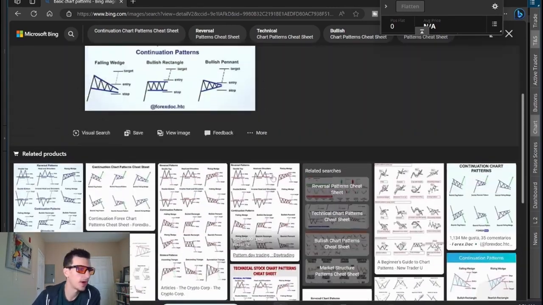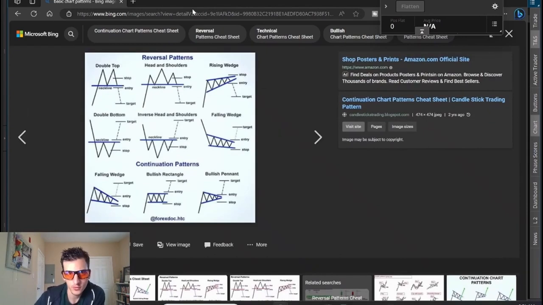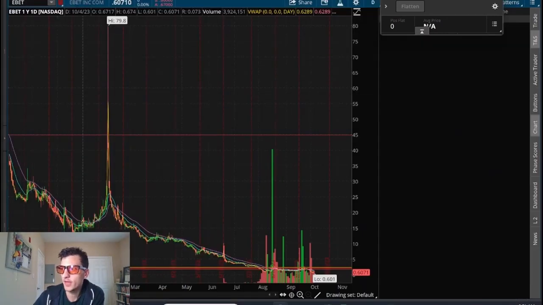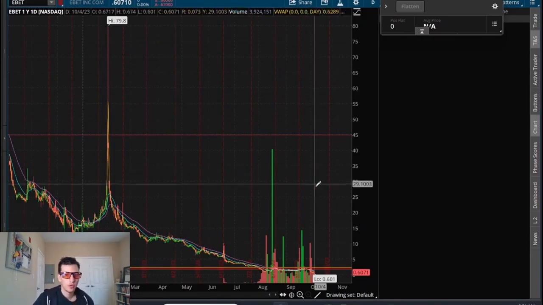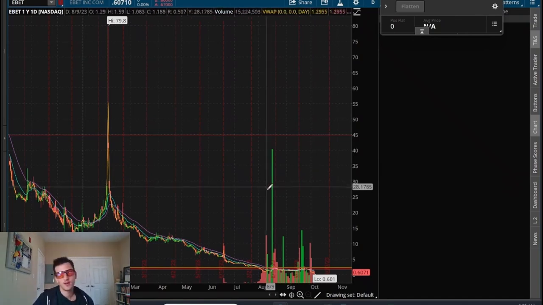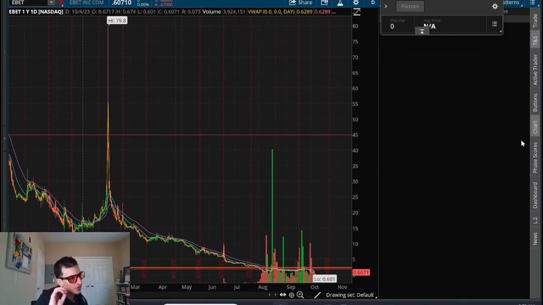So there's a bunch of chart patterns that you should be familiar with when you're getting into trading. It's very basic knowledge that you need. However, they are not a foolproof strategy. The pattern is not the strategy when it comes to learning a profitable trading strategy. It's more so a guide to help you pinpoint entries and exits on the chart.